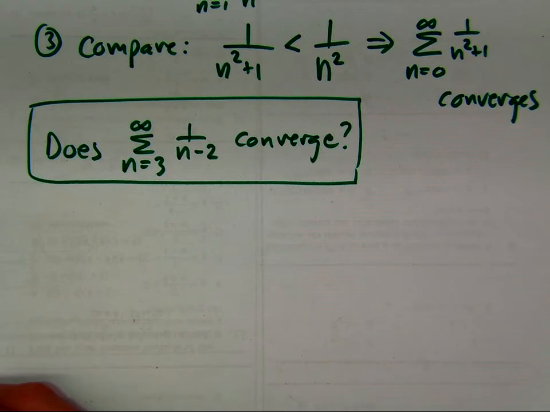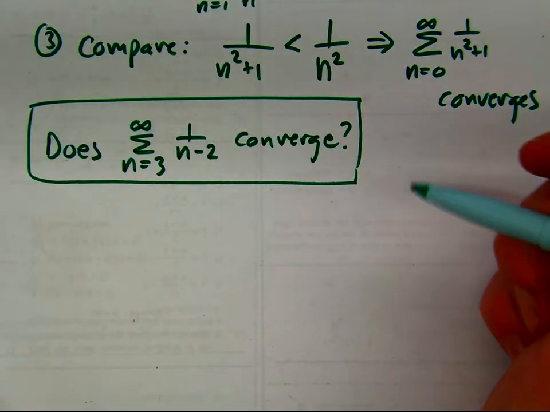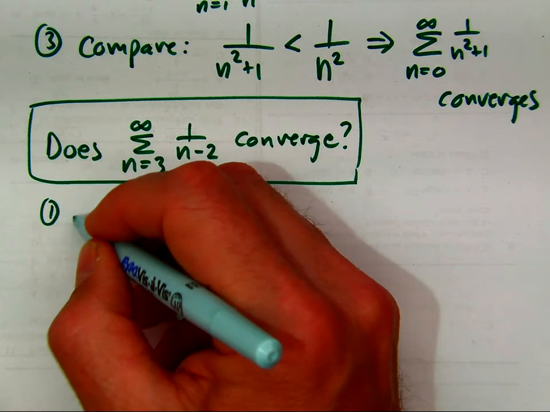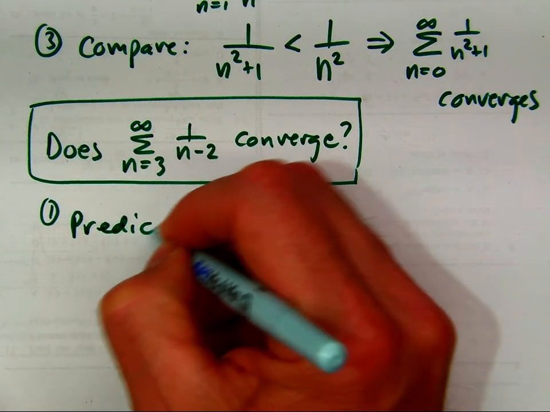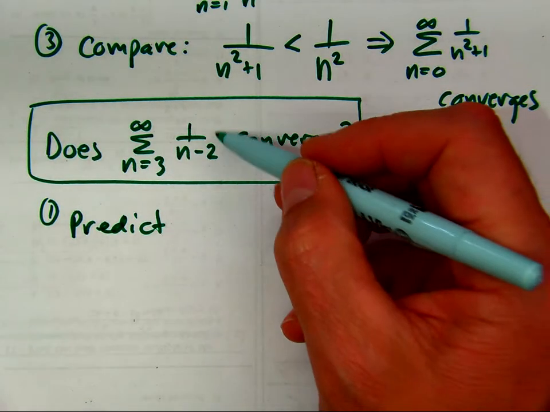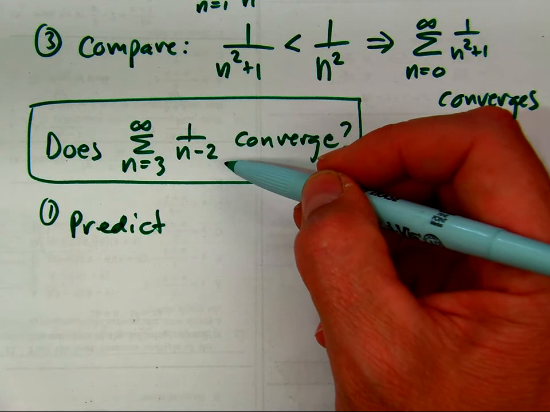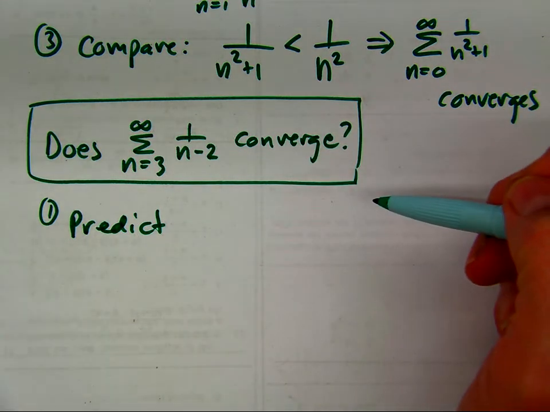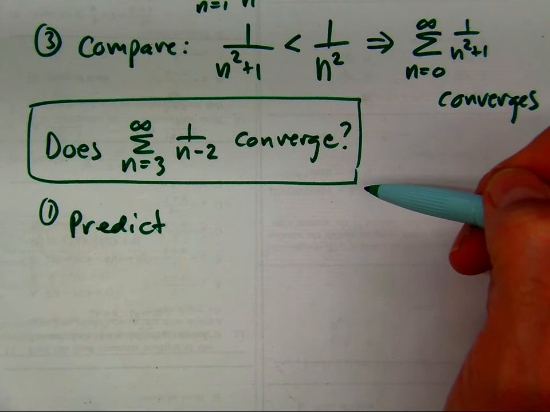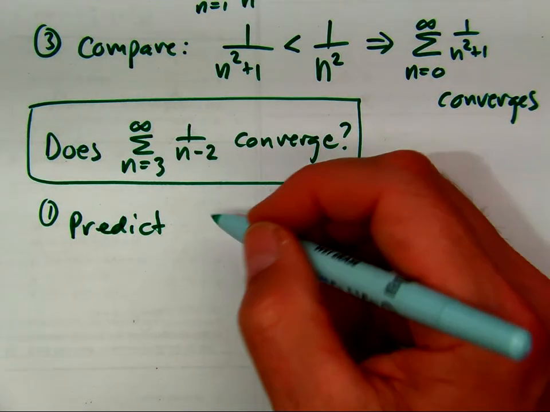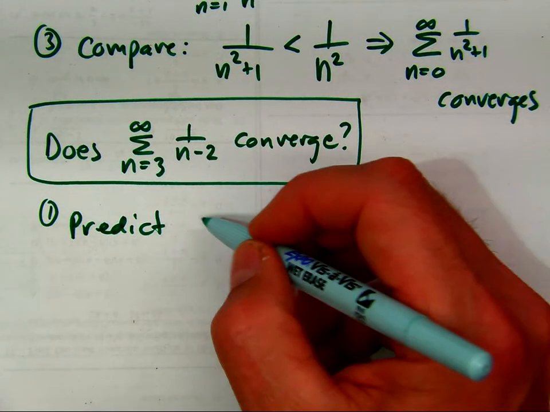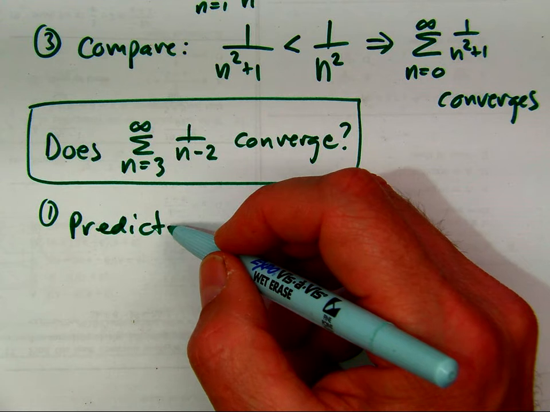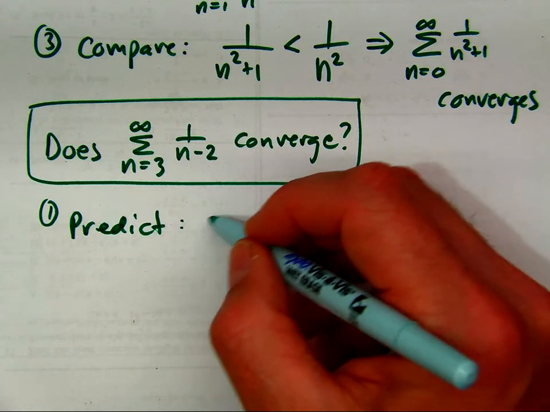Pause the video and try that one. So we look at the sequence, and the denominator is not increasing very quickly. It's just a linear polynomial. So we would predict that it diverges.